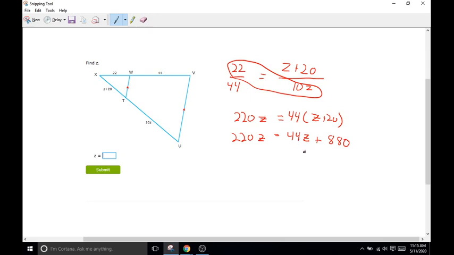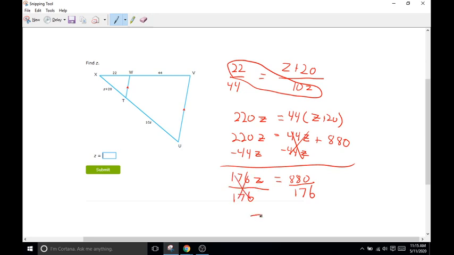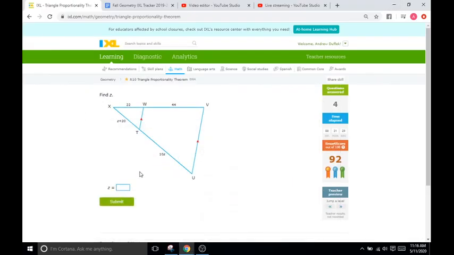Now we combine like terms. We subtract the 44z from the other side, and 220z minus 44z is 176z, which is equal to 880. Then we divide both sides by 176 to get z by itself. 880 divided by 176 is 5, so we type 5 in for z. Keep in mind, we're not finding a length here, we're figuring out what z equals. It's just asking what z is equal to, so we're not plugging it back into any of the side lengths.